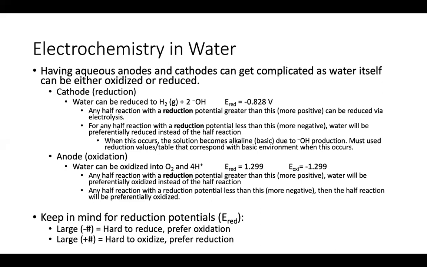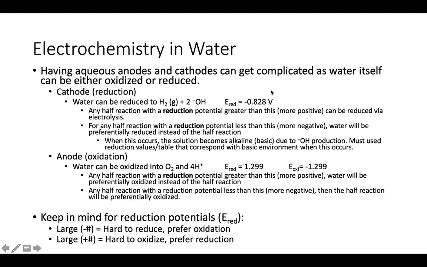The first one is electrochemistry in water. Water can also be oxidized and reduced, which complicates the chemistry. We're going to look at the two electrodes separately. We have our cathode and our anode. The cathode is where reduction occurs, and we can either reduce our respective half reaction, or we can reduce water to hydrogen gas and hydroxide.